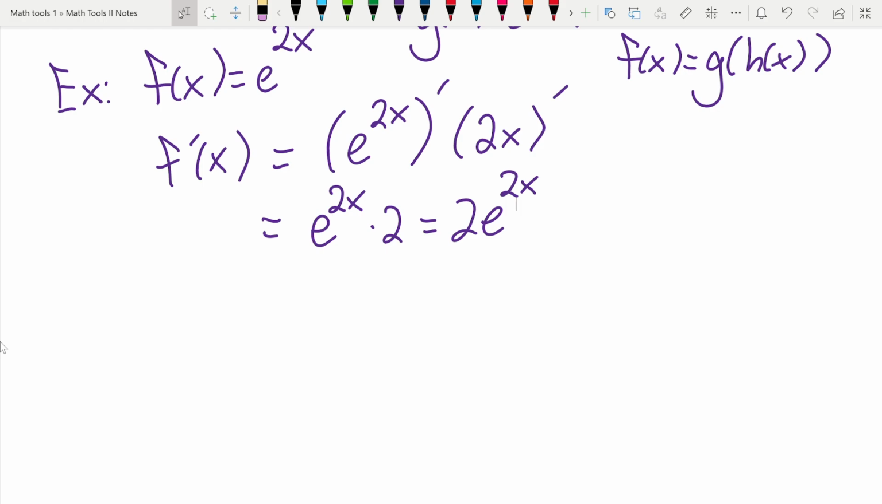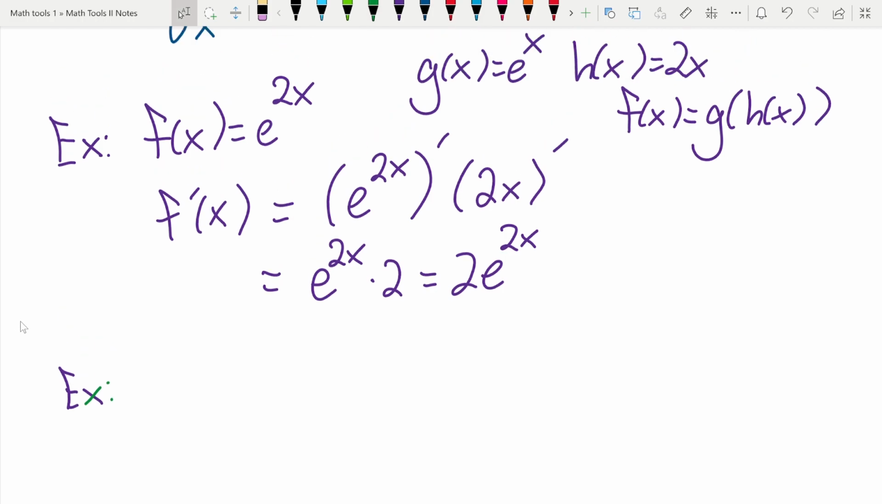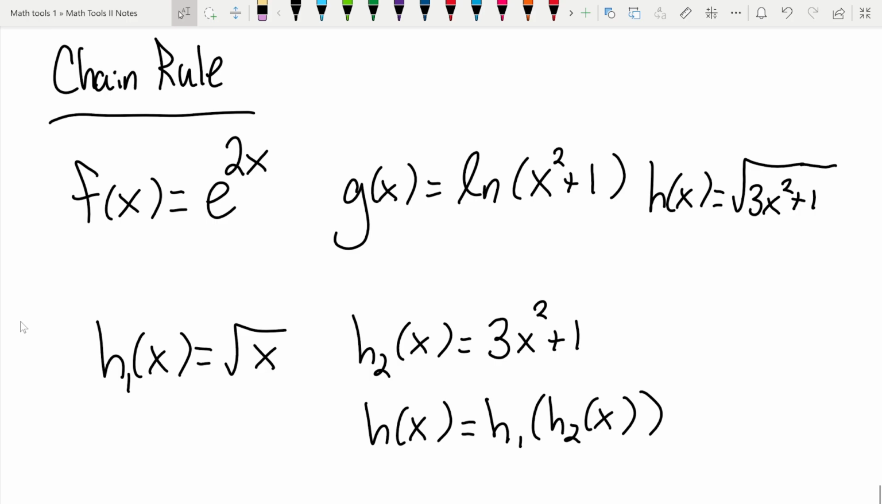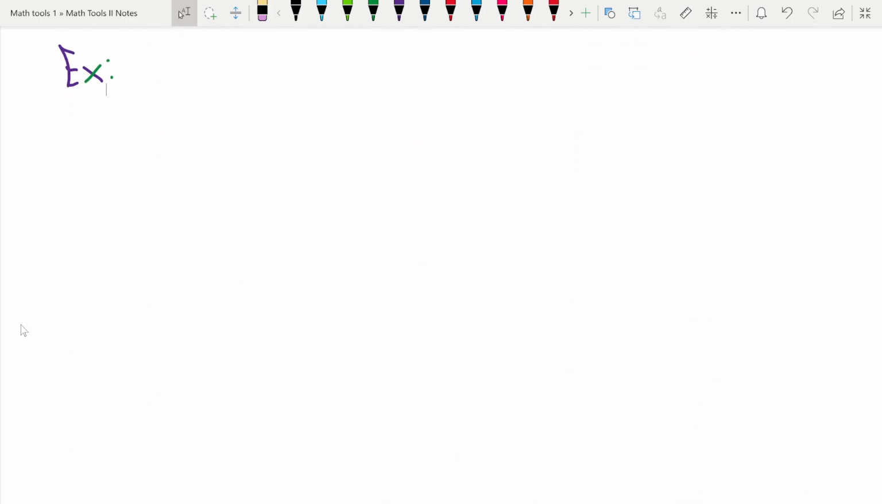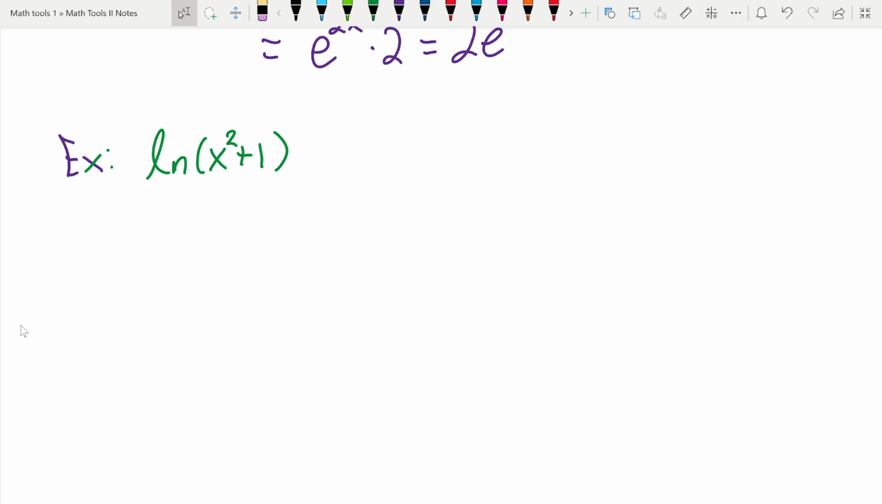Okay, so now we'll look at one of the other ones we had. Natural log of, what was it, x squared plus 1. Okay. Natural log of x squared plus 1. So we're going to do the, and then we said this was g of x.